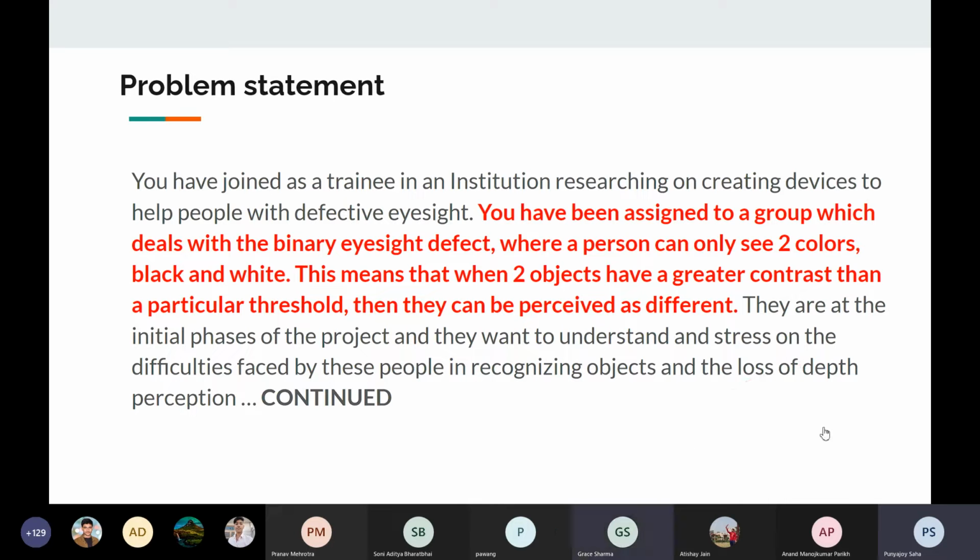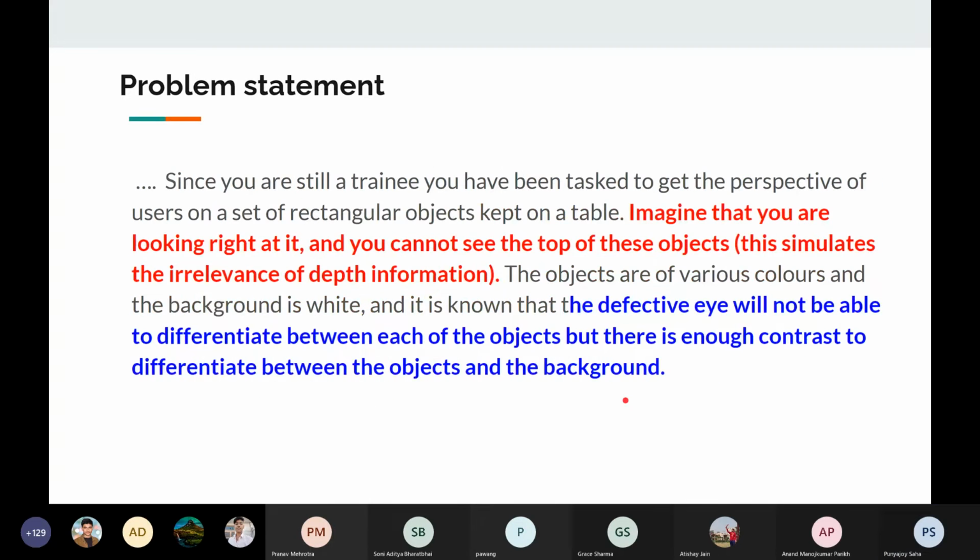Like if the difference between the contrast is greater than a particular value, then they can differentiate it. Yeah. So we will try to see an example of how it is done, but let us continue with the problem statement. So now they are saying they are at the initial phase of the project and they want to understand the stress faced by these people in recognizing objects and the loss of depth perception.